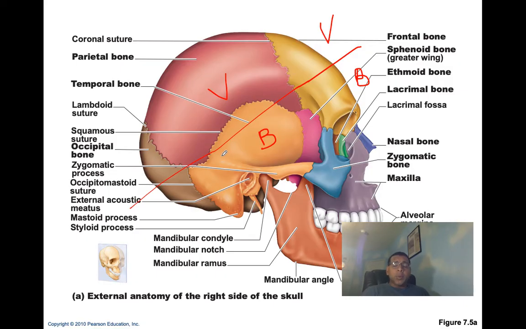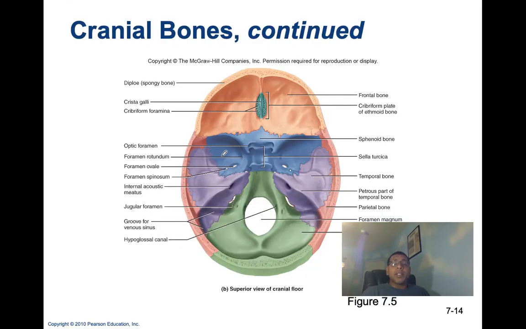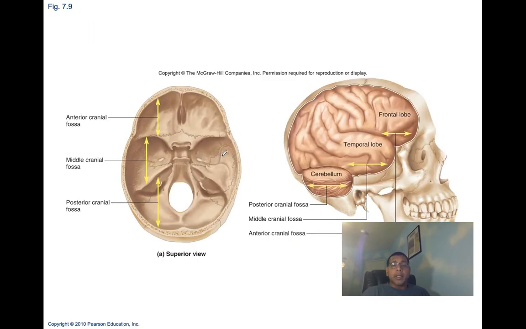And the base, we'll see the internal aspect of the base gets divided up into fossae. Here we've got the anterior cranial fossae, middle cranial fossae, and posterior cranial fossae. Here you can appreciate them a little bit better.